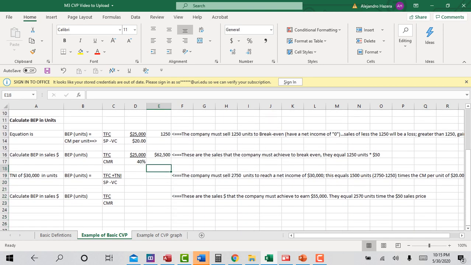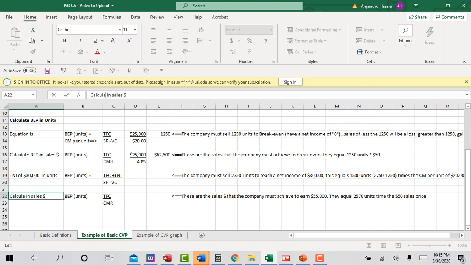Okay. Now we're going to calculate, and I'm going to change this here. I'm going to say target net income of $30,000. So now let's say we're not going to settle for break even. We want to make some money. We want to make $30,000. And we're assuming that everything stays the same.